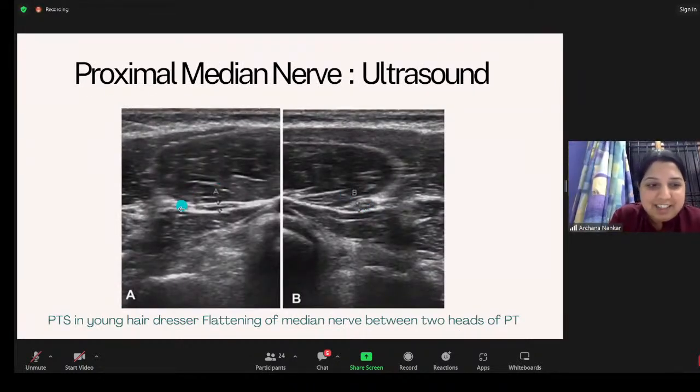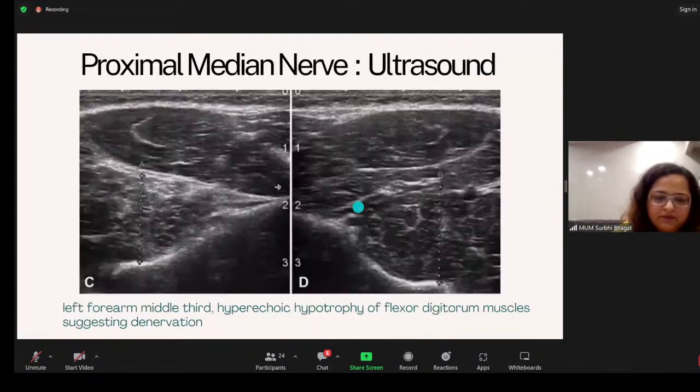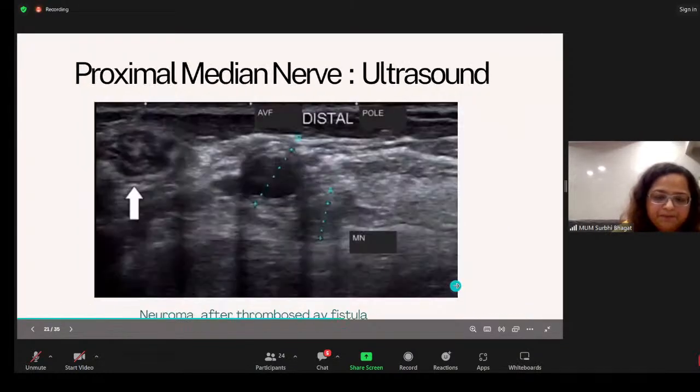Okay, fast. Yes, ma'am. So this is the oblong median nerve, which is compressed between the two heads, and this is normal looking now. In the same patient, when you go down and see the flexor muscles, because the nerve is pinched and there is motor neuropathy, there is hyperechoic hypotrophy of the flexor digitorum muscles, whereas this is the opposite side, normal looking muscle.